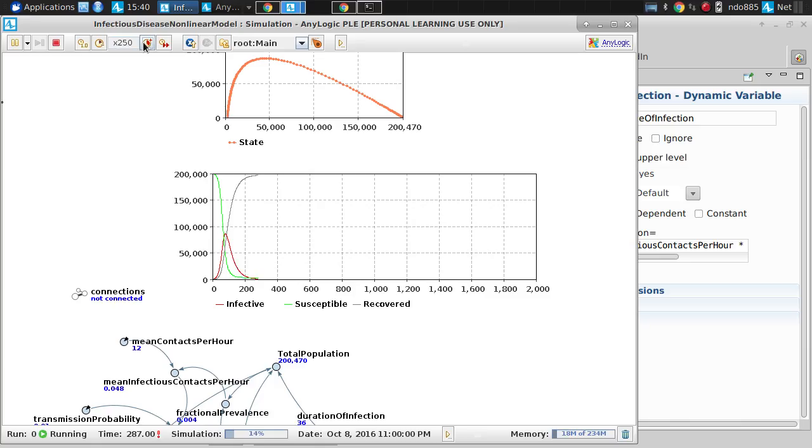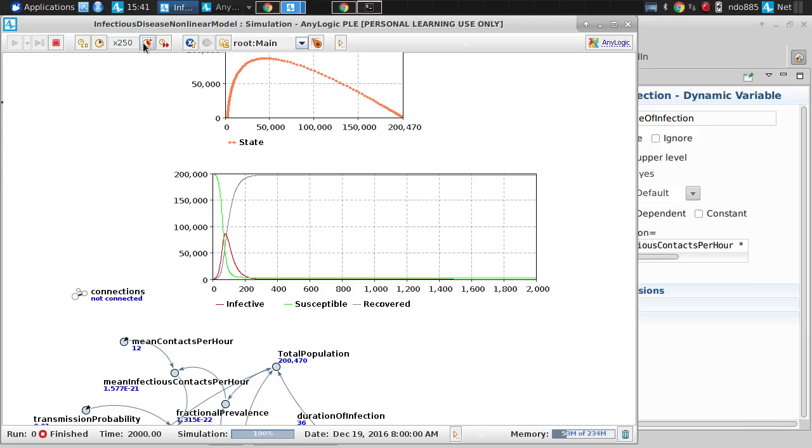How did that change things, ladies and gentlemen? What happened? What's different? First of all, broadly, what's happened? At the beginning, almost everyone was susceptible. Where are they at the end? They're in recovery, right? What happened in between? Well, clearly the number of susceptibles dropped, but what else happened?